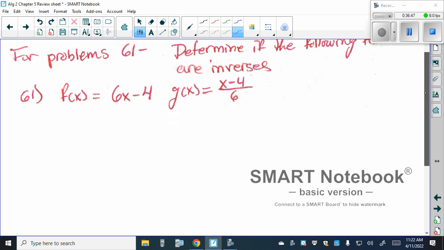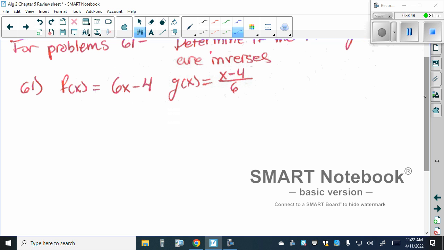Now, I want to look at 61, because 61 and 62, these here are going to be types where, for the bonus, we will be doing this here. And it's going to be asking us to show that the two functions are inverses.